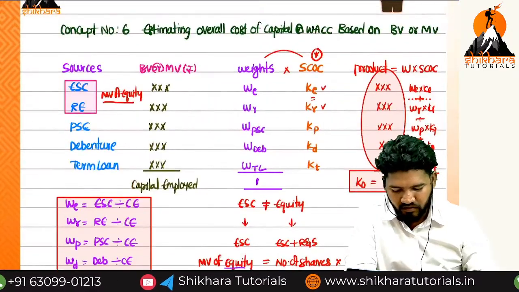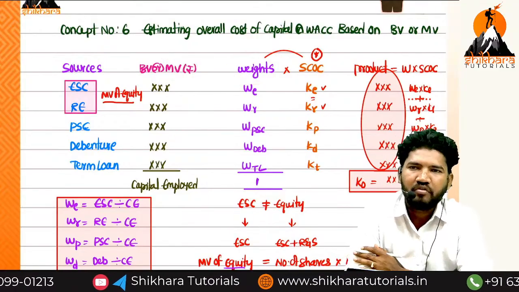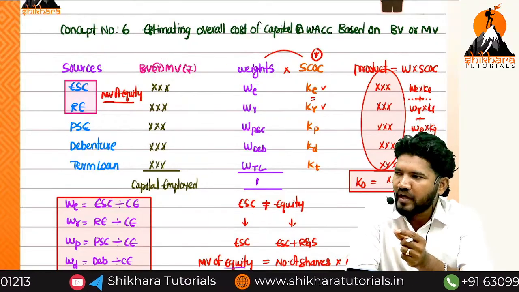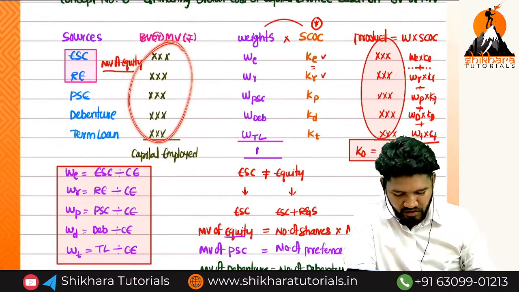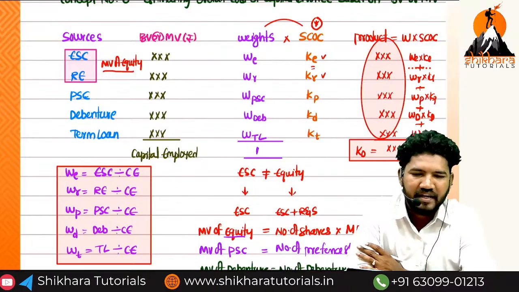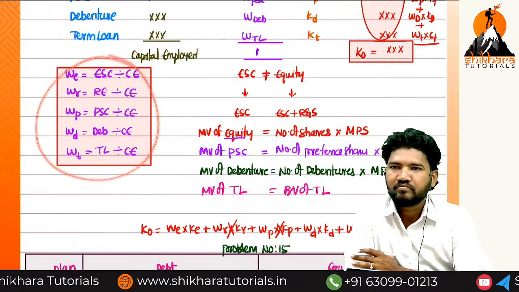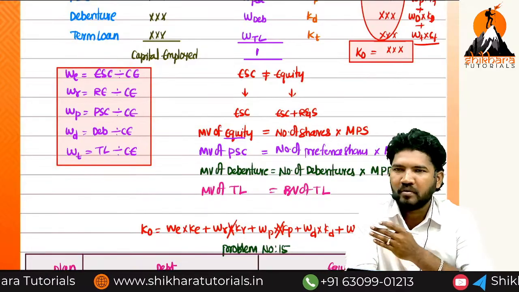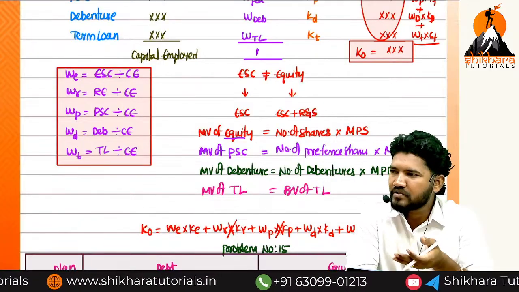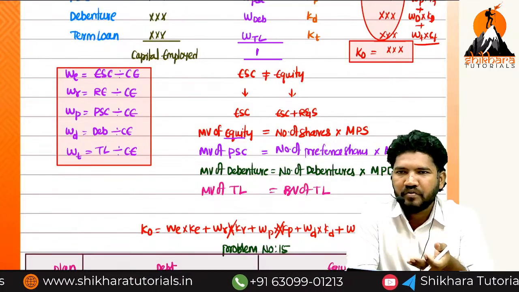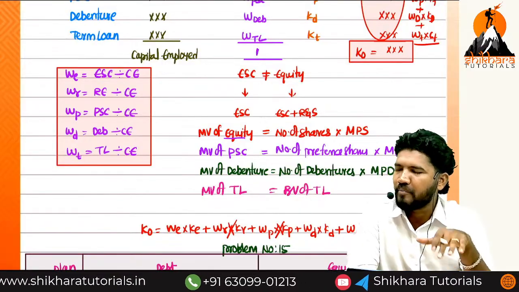So after sources and amounts, you have to figure out weights. How to figure out weights? Amount of individual capital divided by total capital. The sum of all this is known as total capital, technically known as capital employed. If you want book value weights, it is book value of equity share capital divided by book value of capital employed. If you want market value weights, it is market value of equity share capital divided by market value of total capital employed.